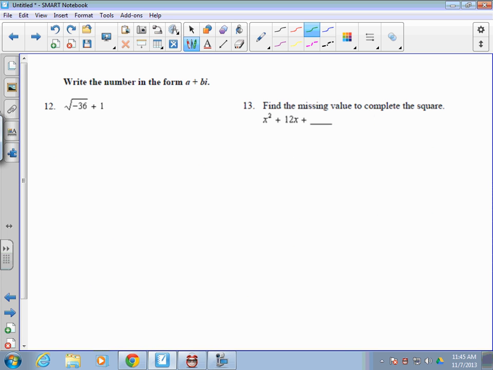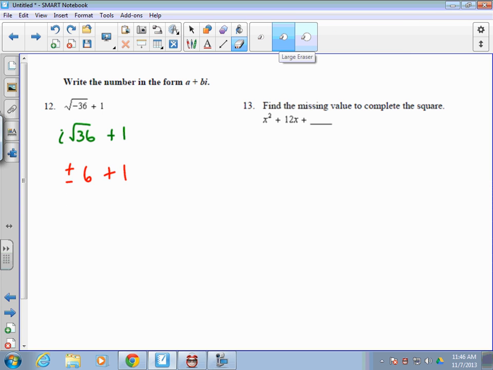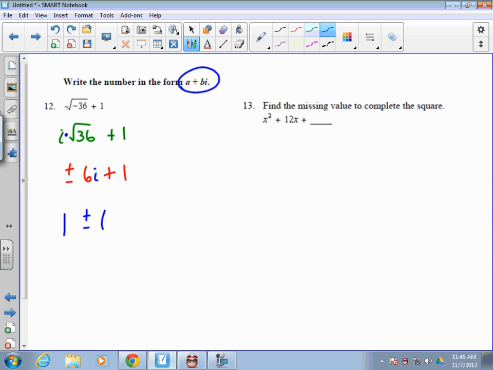We're writing it in form a plus bi. So in order to get the negative from under that radical, you have to multiply it by i. So i times the square root of 36, plus 1. So i plus or minus 6, plus 1. It's going to be plus or minus. i is actually going to multiply by that because it's multiplying. See, we have it here multiplying. So if we reorder it the way they have it here, positive 1 plus or minus 6 times i is the better order.